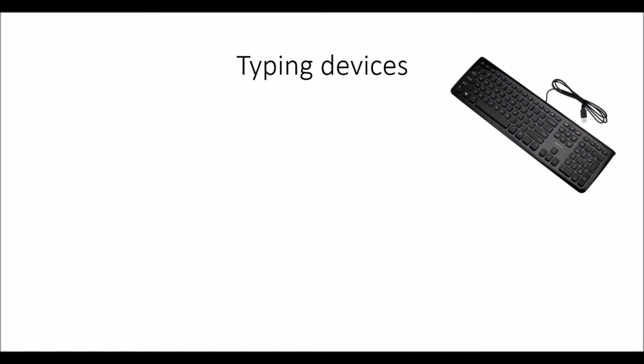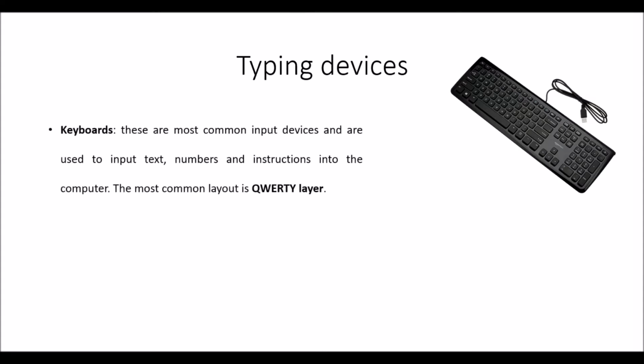Now, input devices can be categorized into many groups. So let's talk about the typing devices first. Some input devices we use to type, and some we just use as pointing devices. Now let's talk about typing devices first. The first one we'll be talking about here is the keyboard. This is a standard keyboard. Keyboards are the most common input devices and are used to input text, numbers, and instructions into the computer.